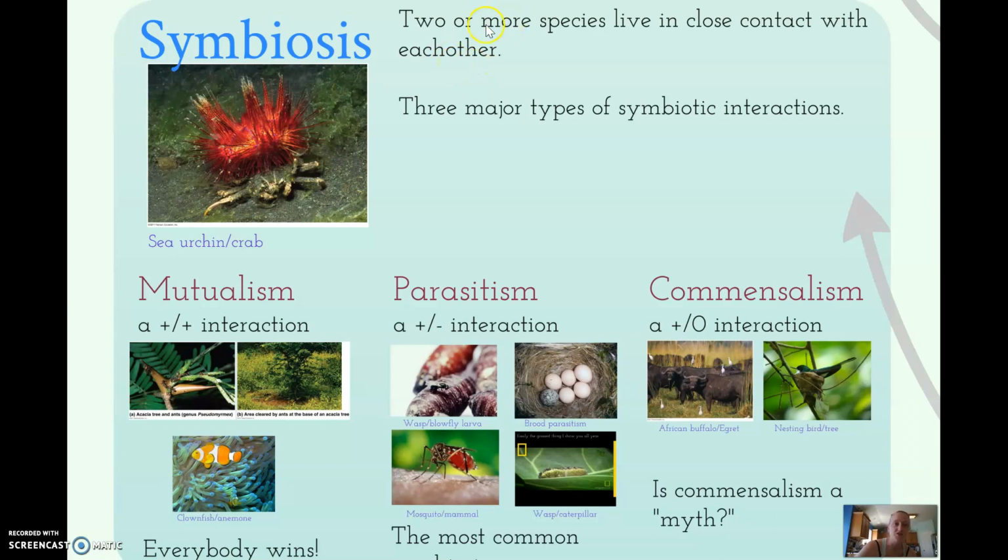So symbiosis is two or more species living in close contact with each other. So very close, really close, disgustingly close at some points. You'll see what I mean in a second.